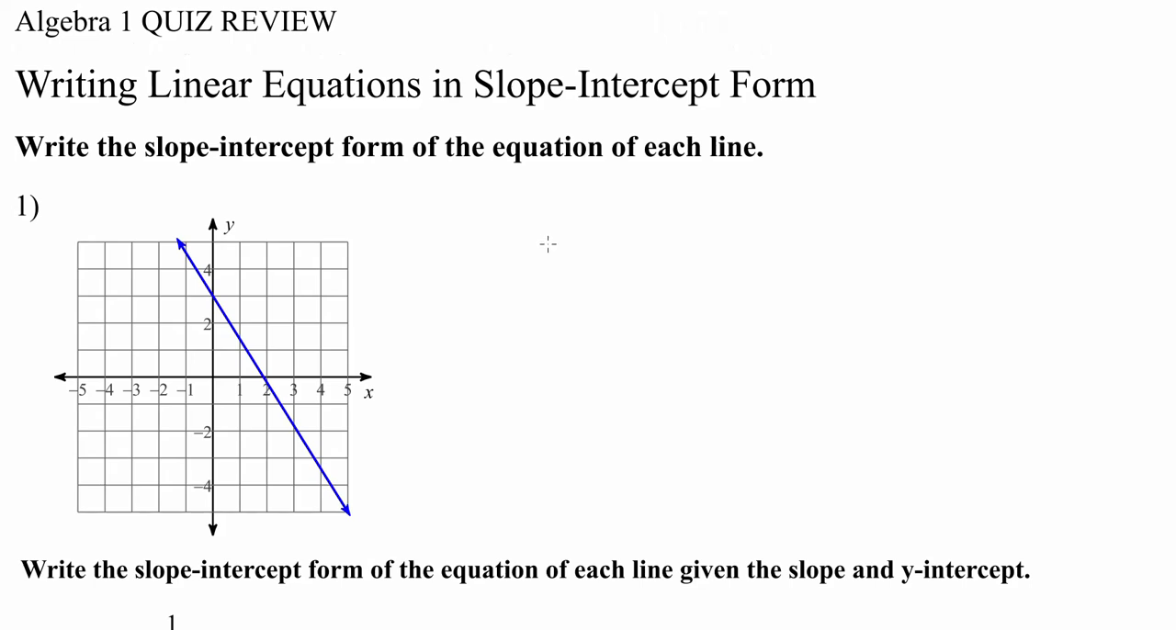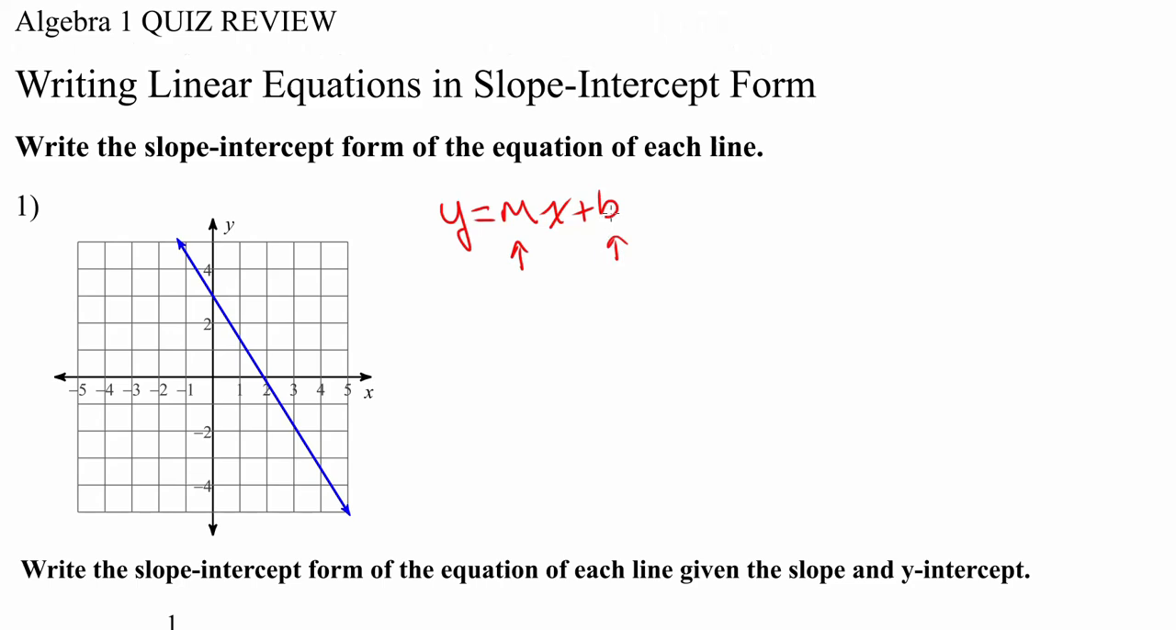All right, so here's our video review for the algebra quiz on writing linear equations in slope-intercept form. Looking at number 1, we need to write the slope-intercept form of the equation for this line that is graphed here. So remember, slope-intercept form is y equals mx plus b. And so we need to find the slope, which is m, and the y-intercept, which is b.